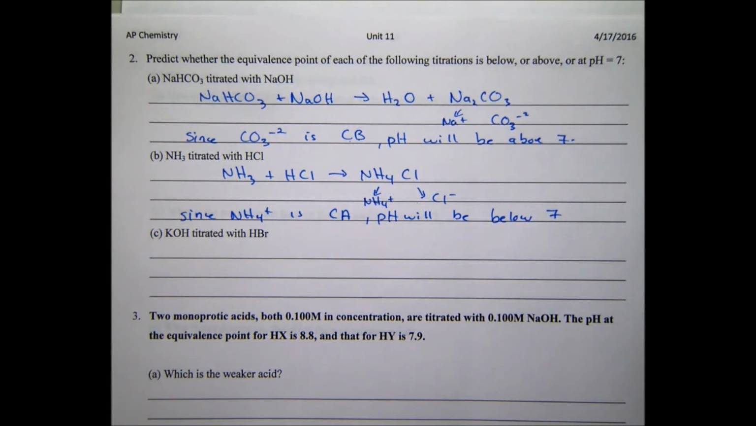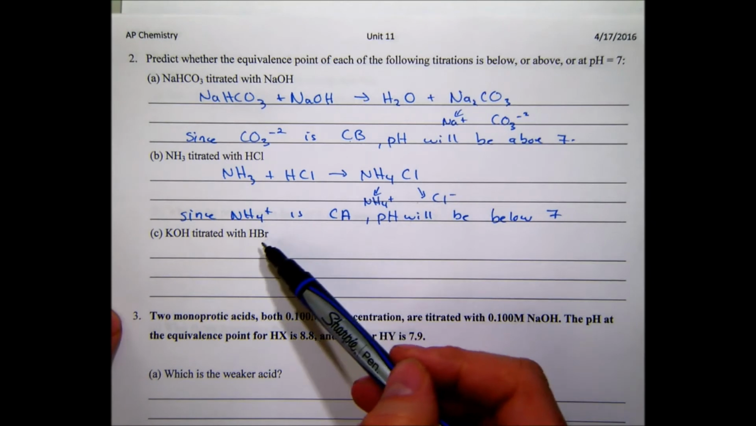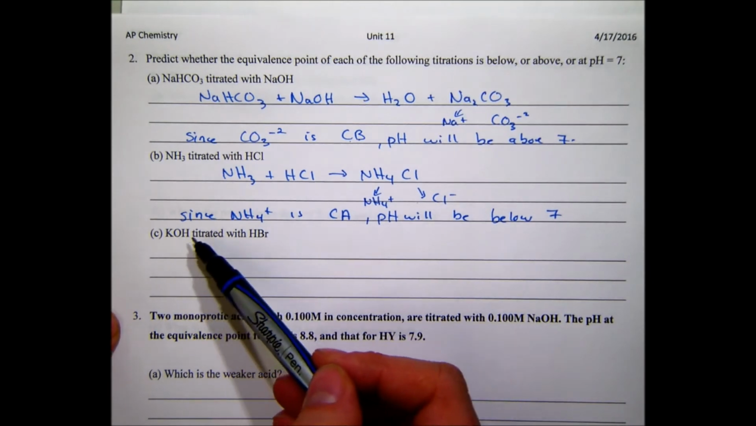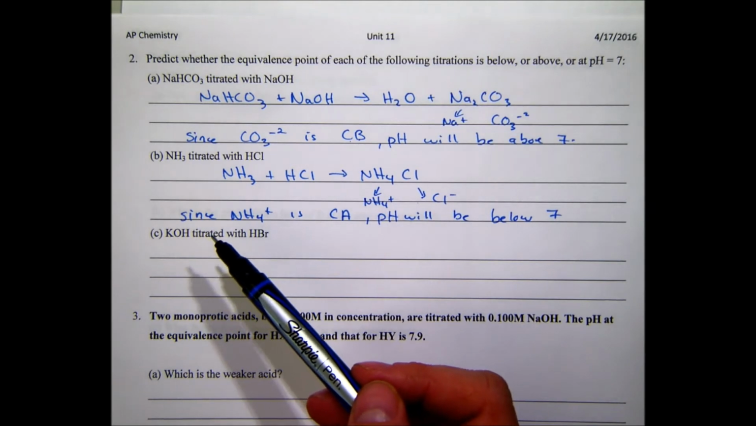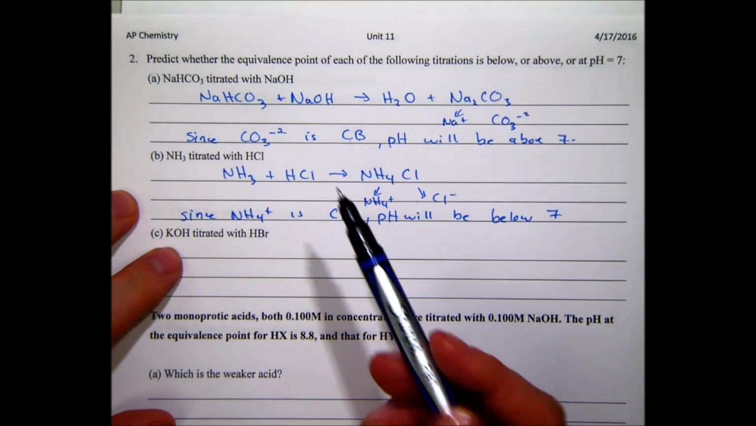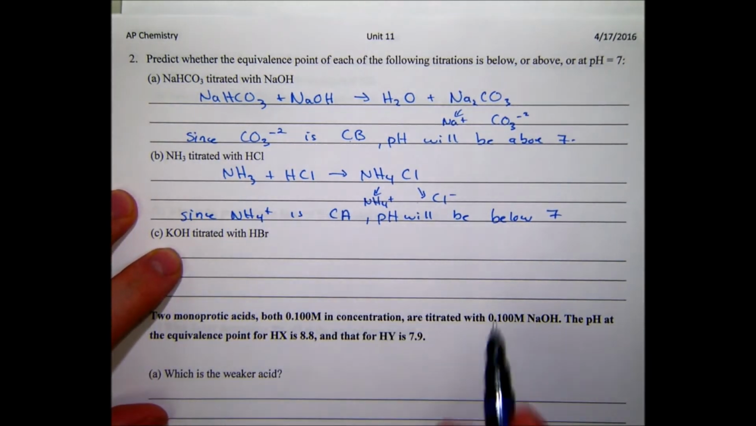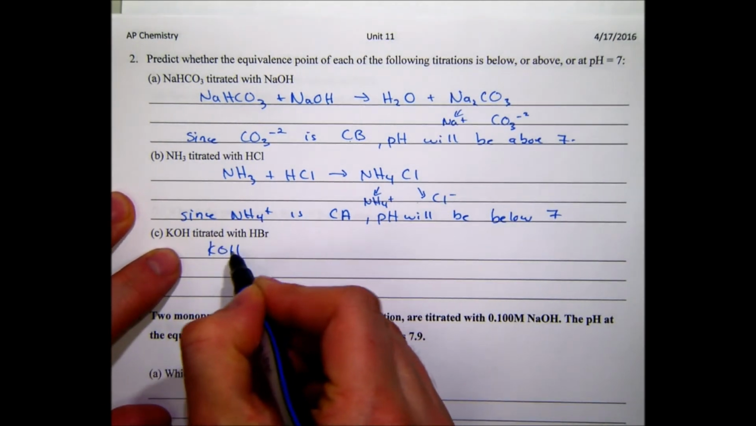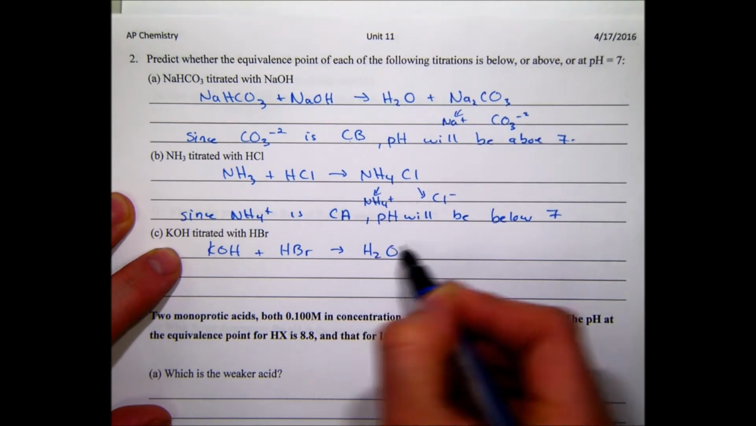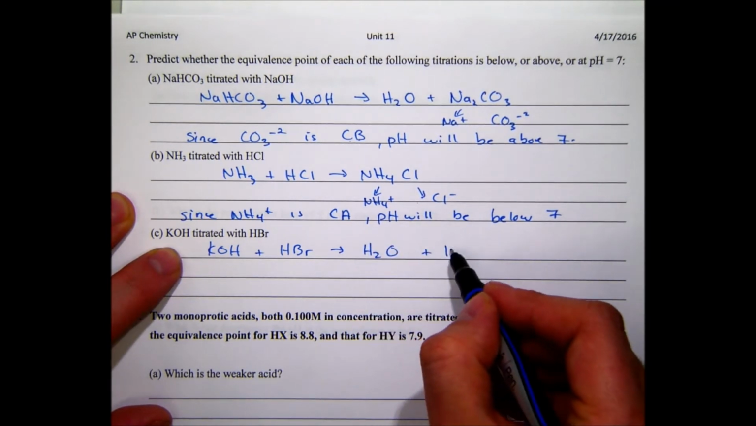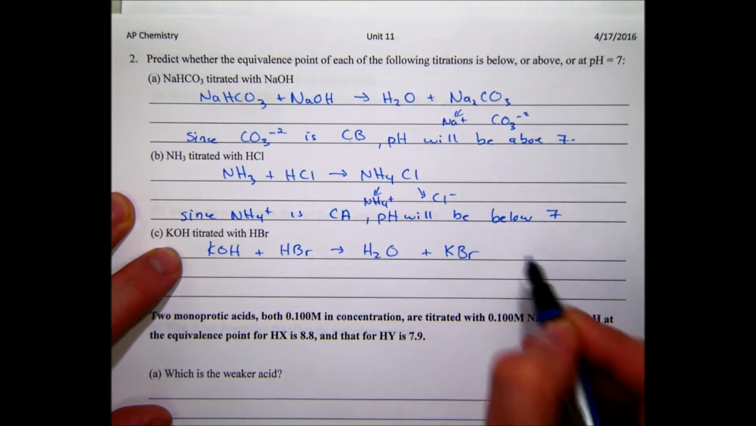And then finally we have potassium hydroxide being titrated with HBr. So HBr is one of our 7 strong acids. KOH is a hydroxide with a group 1 cation. So that means that it is also a strong base. We have strong acid, strong base. So KOH plus HBr produces water plus KBr.